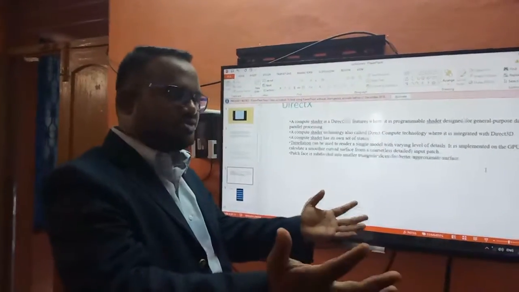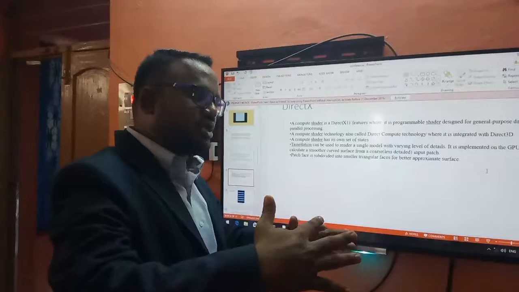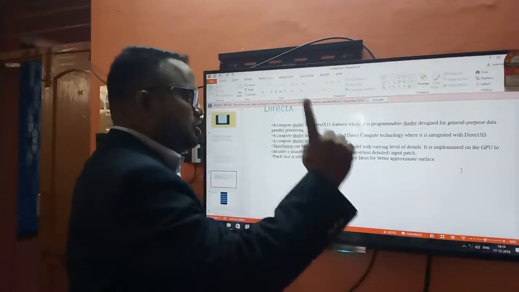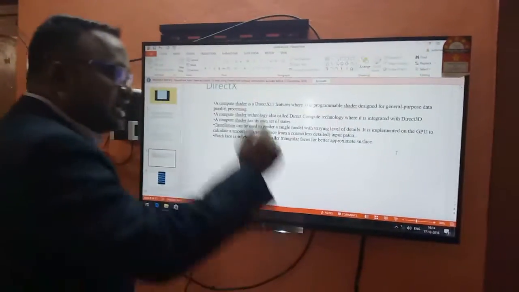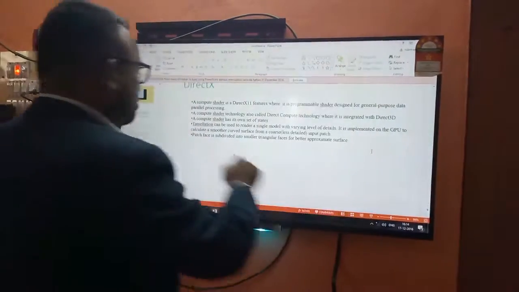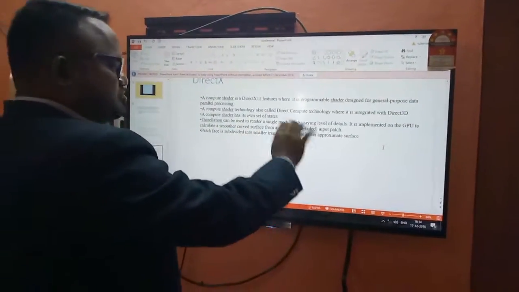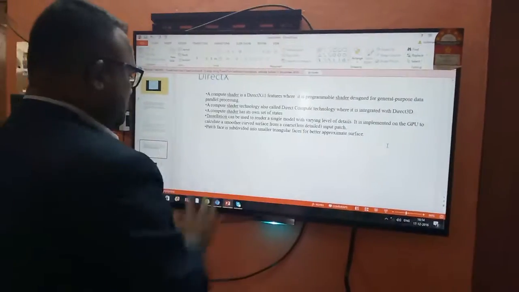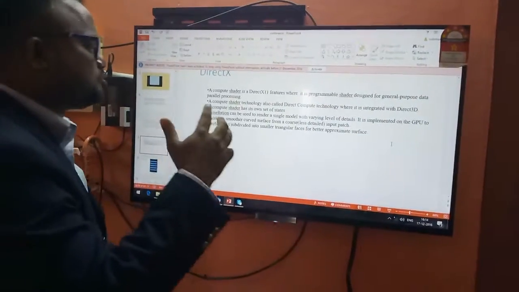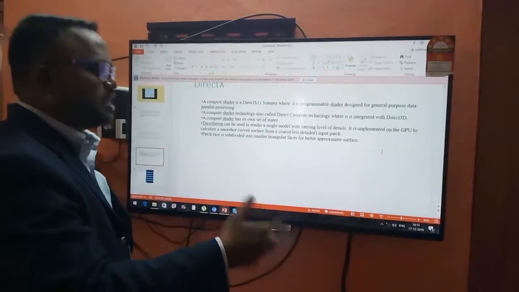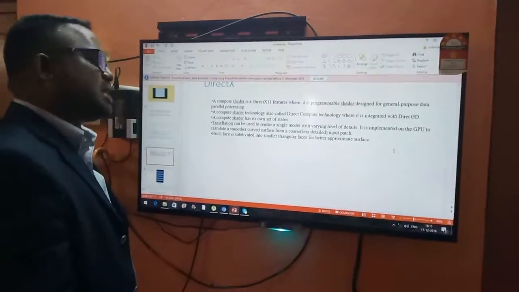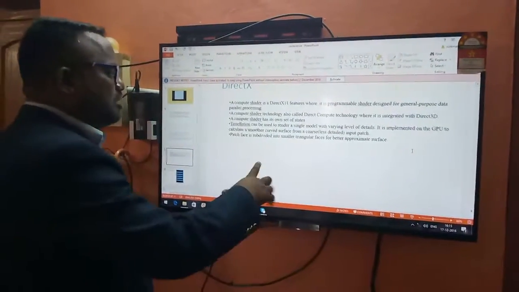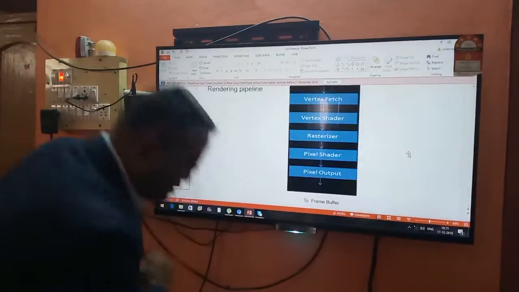That means we are gathering various levels of detail, at the same time showing only a single model. It is implemented on the GPU to calculate a smoother curved surface from a coarse one, that means with less detailed input. The patch face is divided into smaller triangular faces for a better approximate surface. Again, we are gathering into one by using the tessellation.